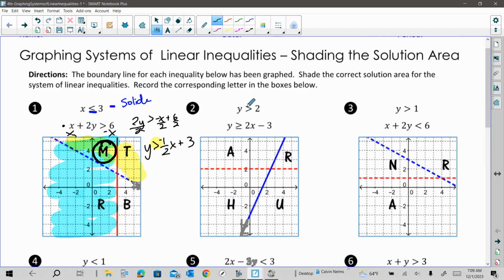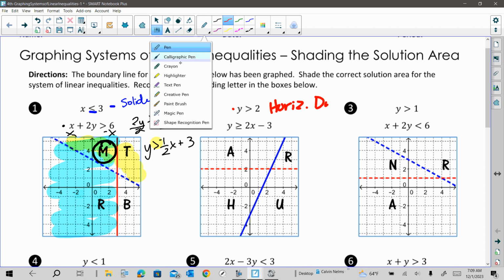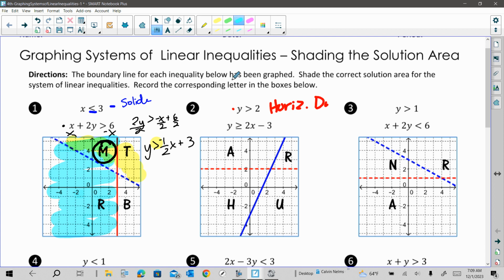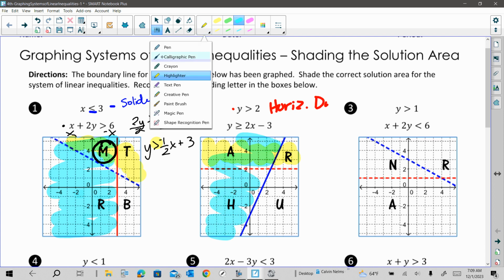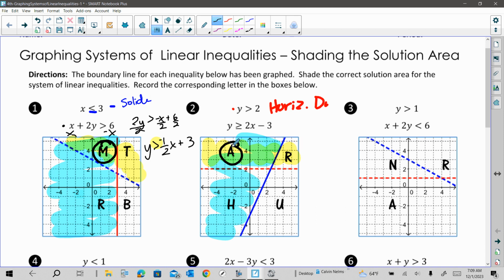All right, so for our first one here, y is greater than 2. That's a horizontal line. And it would have to be dashed because of that symbol. So right here, greater than would be shading above the line. So now we're looking at A or R. Then we need to shade the second one. It is also greater than, so it would be above the line as well. And then we are looking for the overlapping, and the overlapping happens with the A.